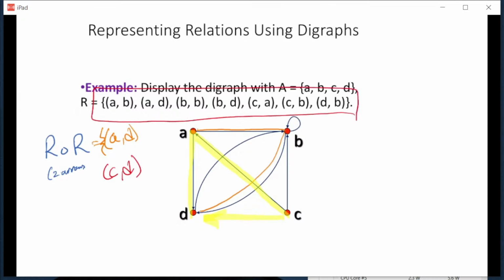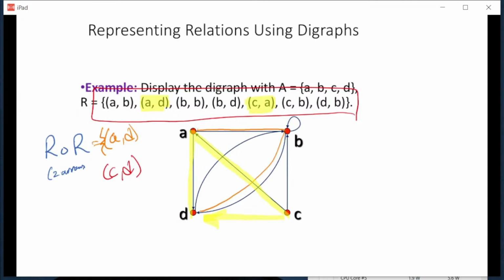So specifically what that's pointing out is that C is related to A, and A is related to D, but C is not related to D. So that's the deal here with this transitivity thing. You would think that if C is related to A and A is related to D, then C would be related to D, but it's not. But it is in the composition, so that's not transitive.